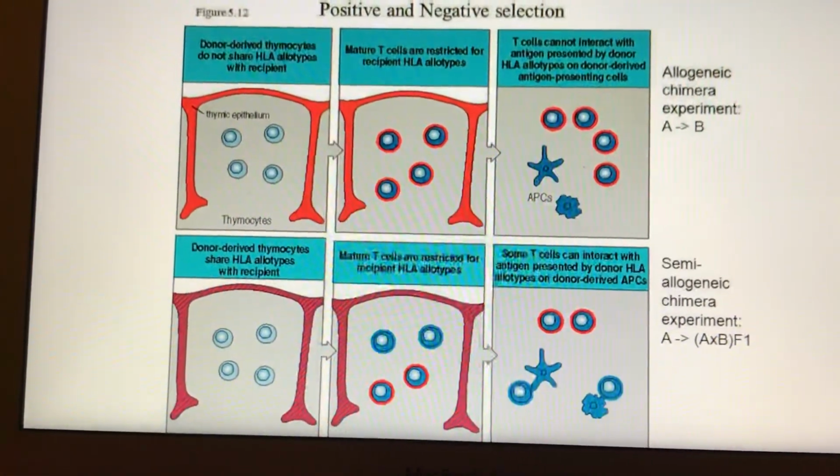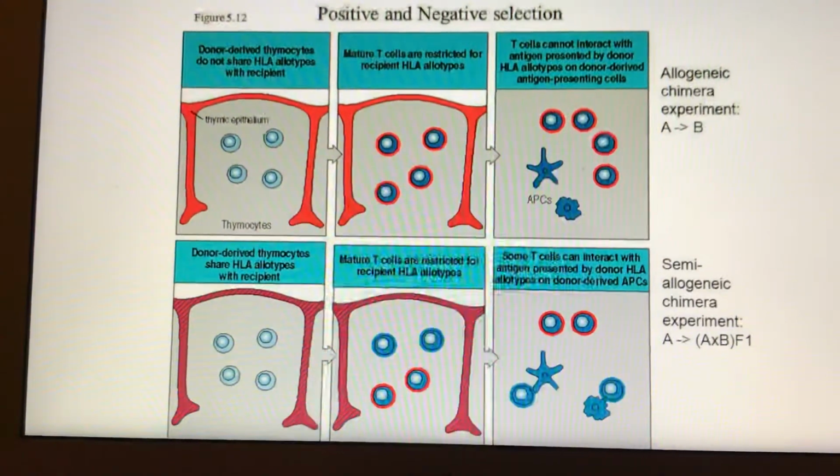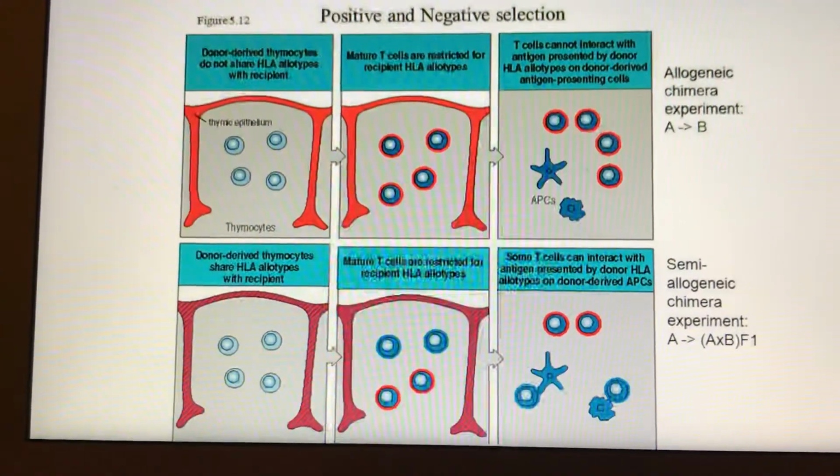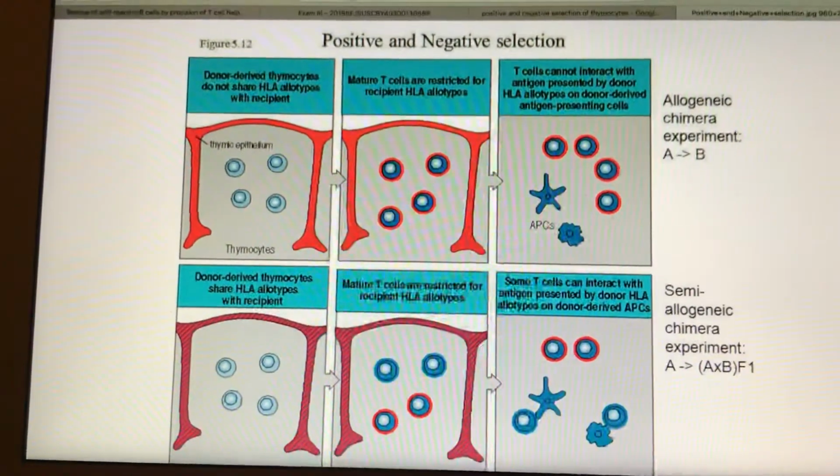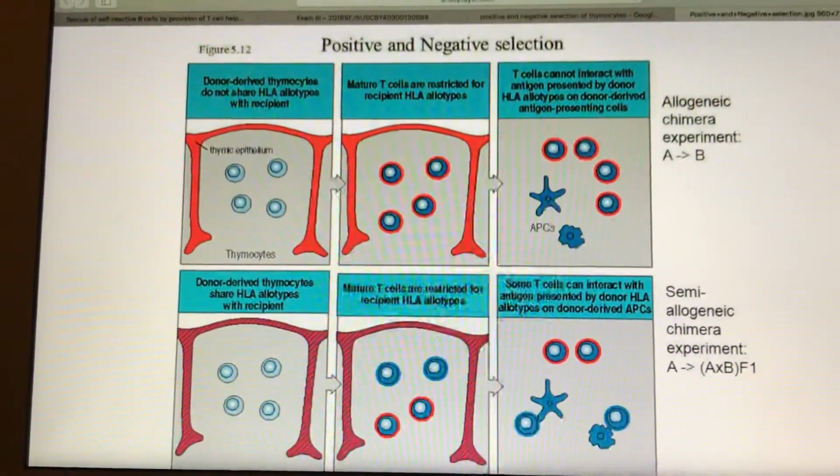Hi, my name is Darlisha D'Ambert, and for exam 3, the video discussion, I will be talking about positive and negative selection within the thymus.